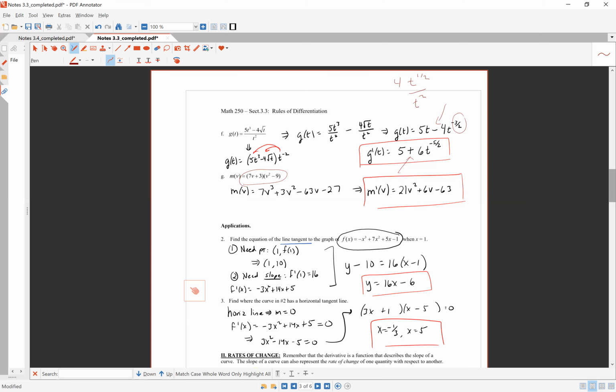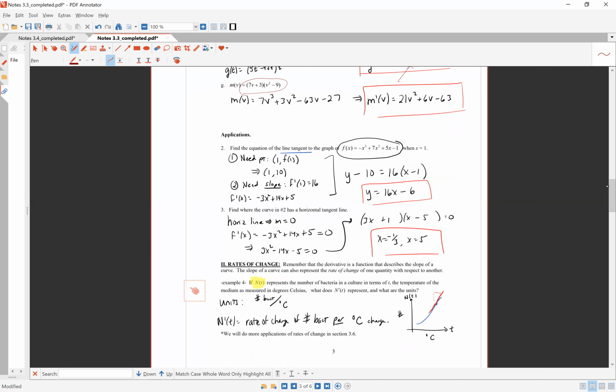Now we can just do the same types of problems that we did before. I'm looking at problem number 2 here. You have this function, minus x cubed plus 7x squared plus 5x minus 1. And we want to know the equation of the tangent line at x equals 1. First of all, you plug in 1, and you get f of 1 is 10. So negative 1 plus 7 plus 5 minus 1 is 10. So this function f goes through the ordered pair (1, 10). And we want the slope. And again, now you just have to find f prime of 1.